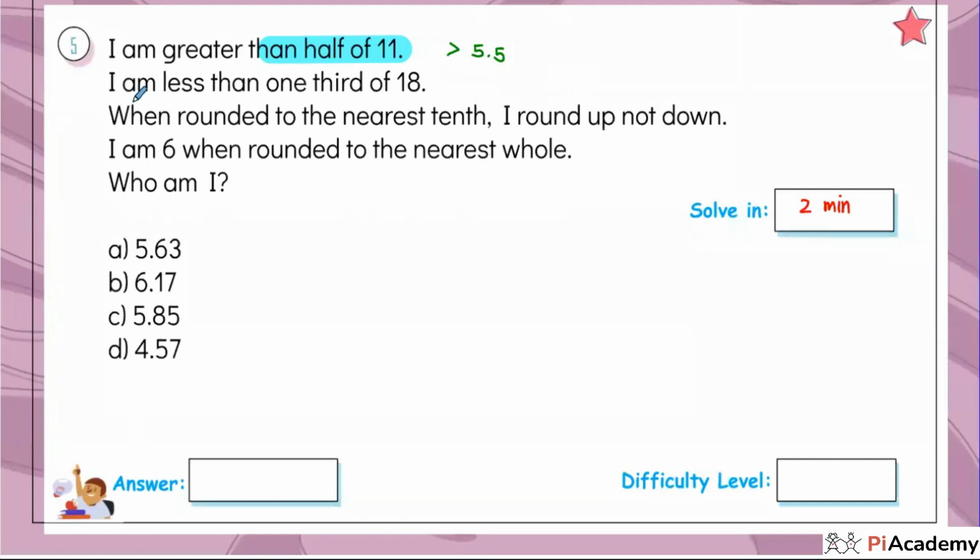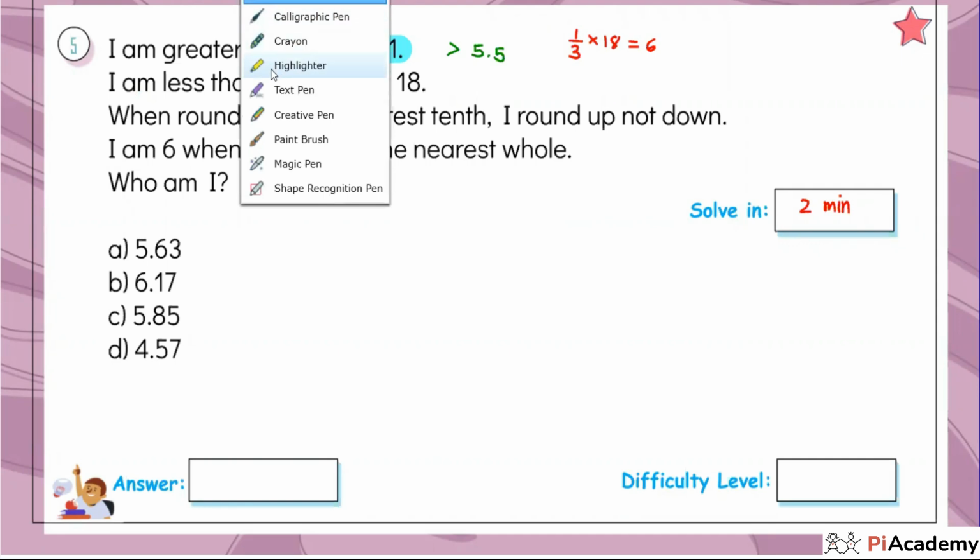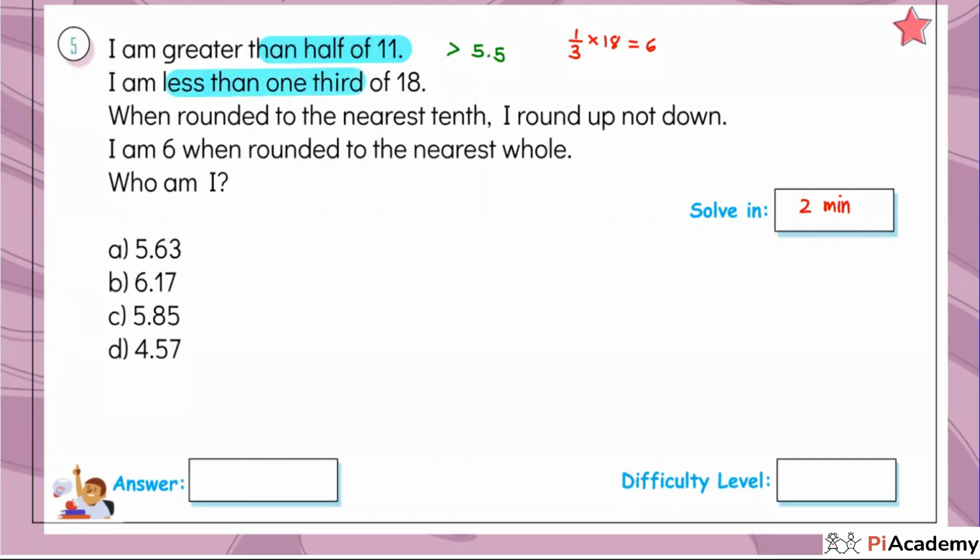Now move on to the next line. I am less than one third of 18. So they are telling you one third of 18, right? And what is one third of 18? That's 6, right? So they are telling you it's less than that. It's very clear, your answer must be less than 6. After having these two clues, you are able to cancel some of the options. The first option you are able to cancel is this one because this is more than 6. And the next option you are able to cancel is option D. Why?